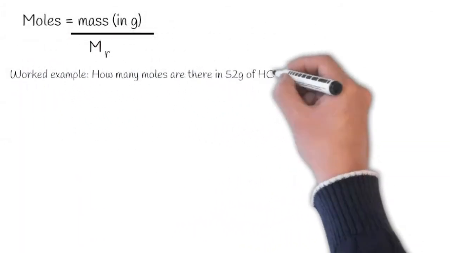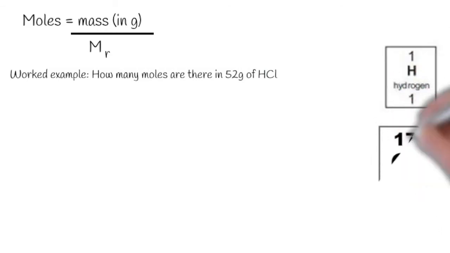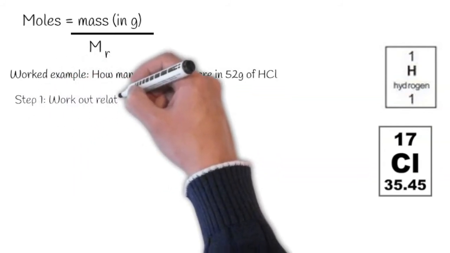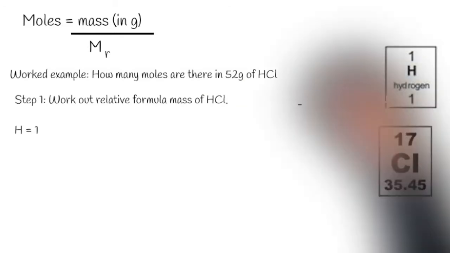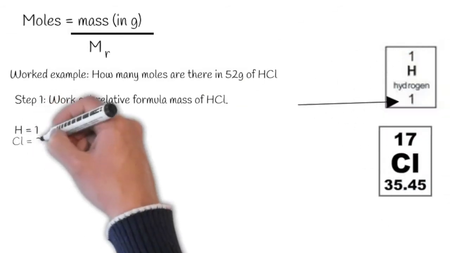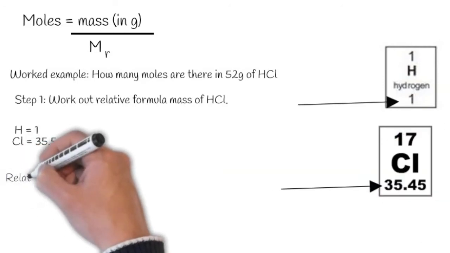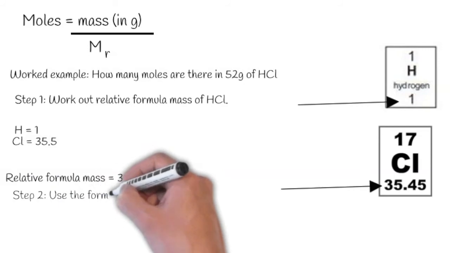Let's do another one. How many moles are there in 52 grams of HCl? Well, we know that HCl is made up of hydrogen and chlorine, so we need to find these on the periodic table and then work out the relative formula mass of HCl. There is 1 H, and that has a mass of 1, and chlorine is 35.5. For the relative formula mass, remember, we need to add these together, so it's 36.5.